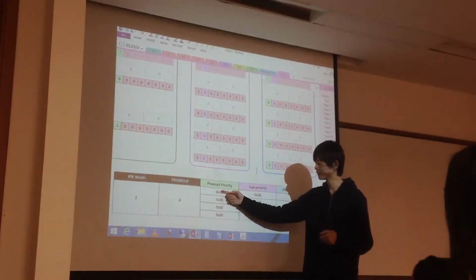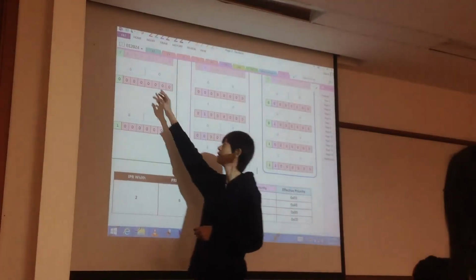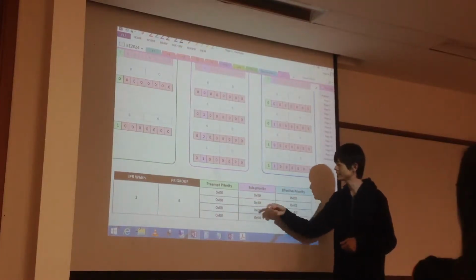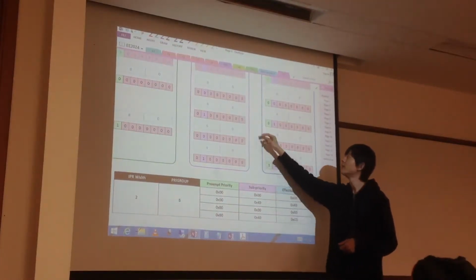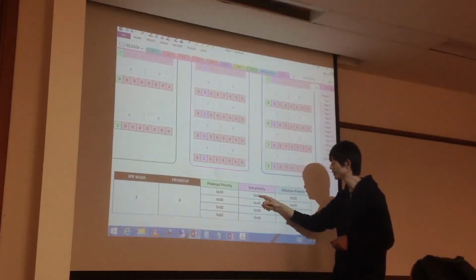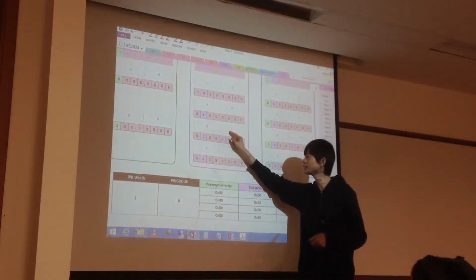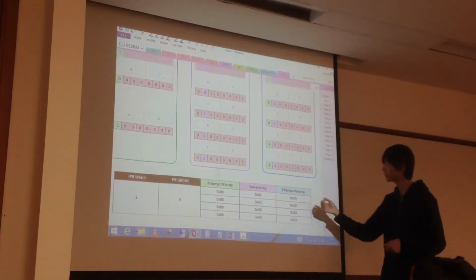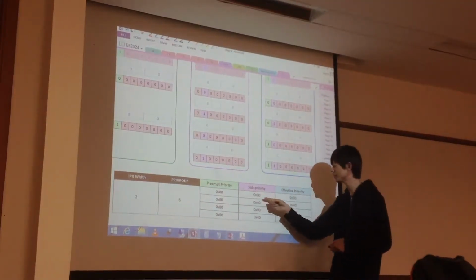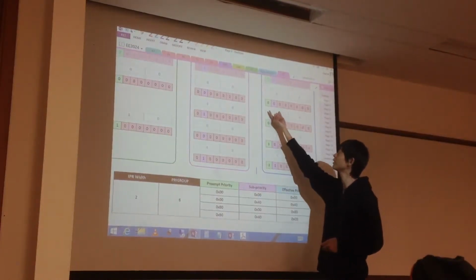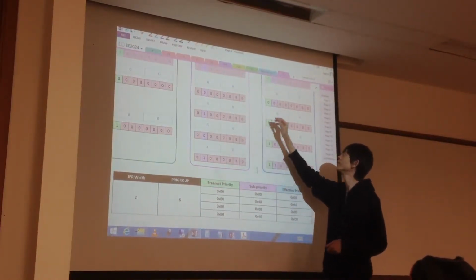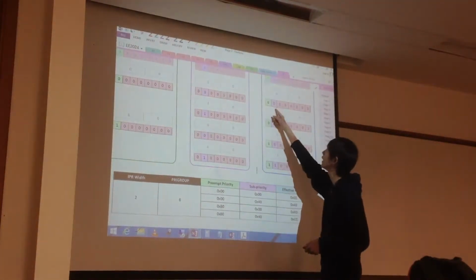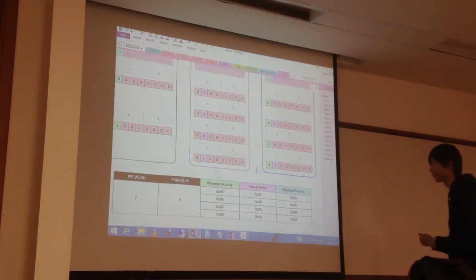For preamp, it can be 0, 0, 8, 0, 8, 0, 8, 0. For each case, the sub-priority can differ: 0, 0, 40. And of course, effective priority is this one plus this one. Basically, you're combining these two together, the green color one and the purple pink color one.